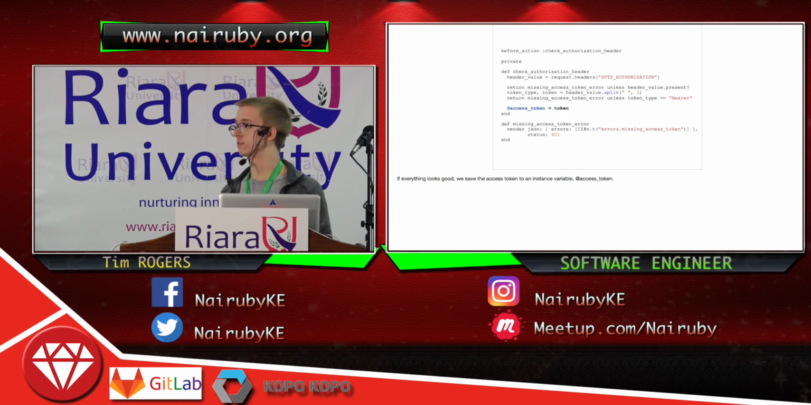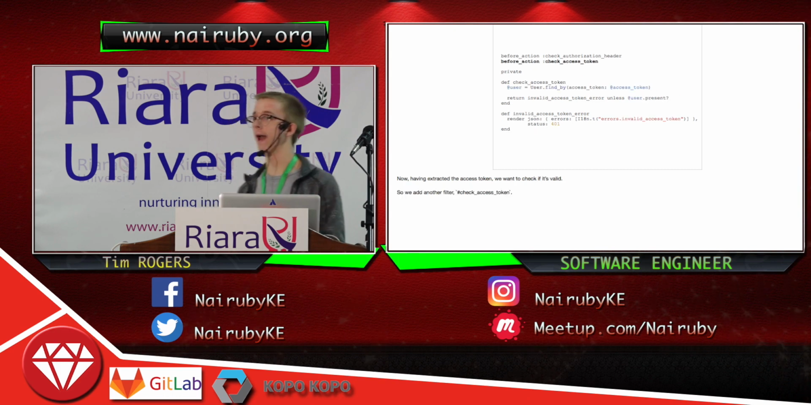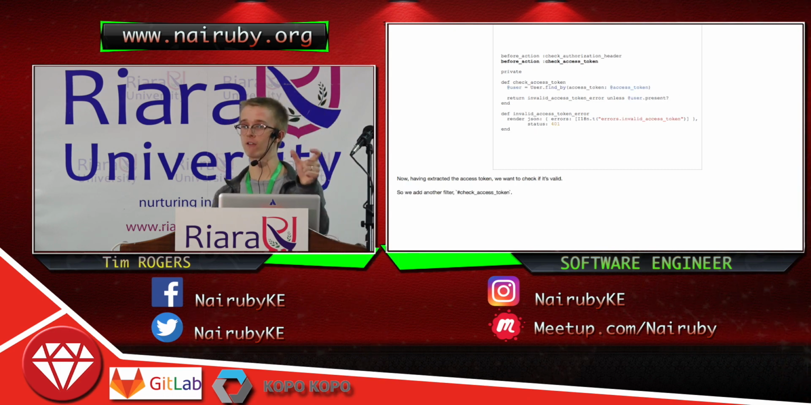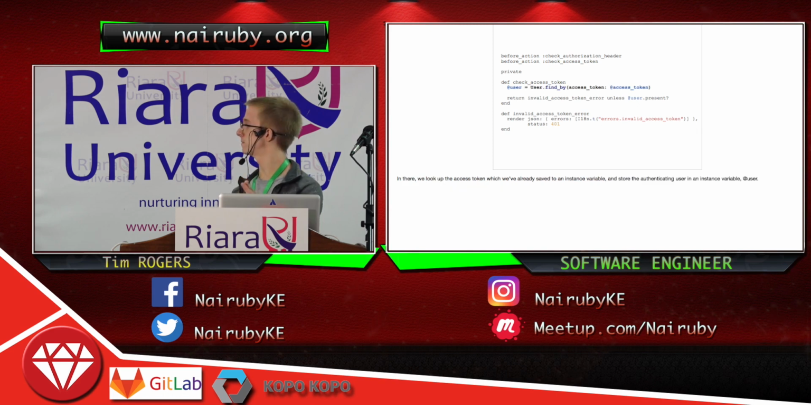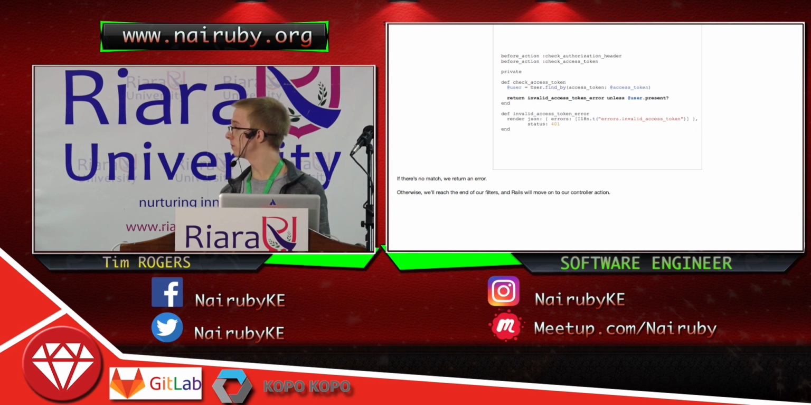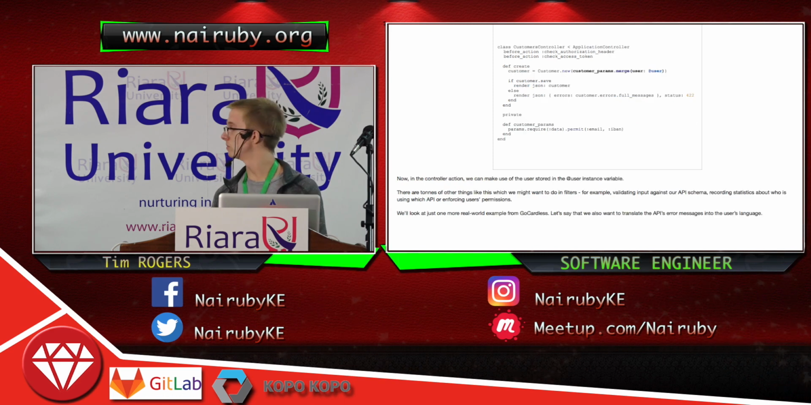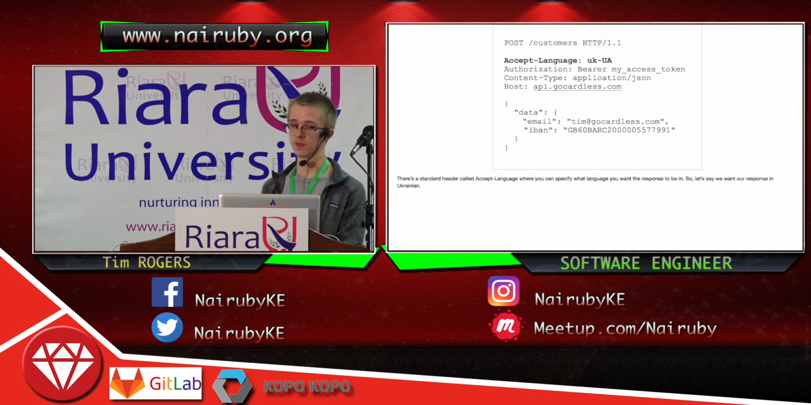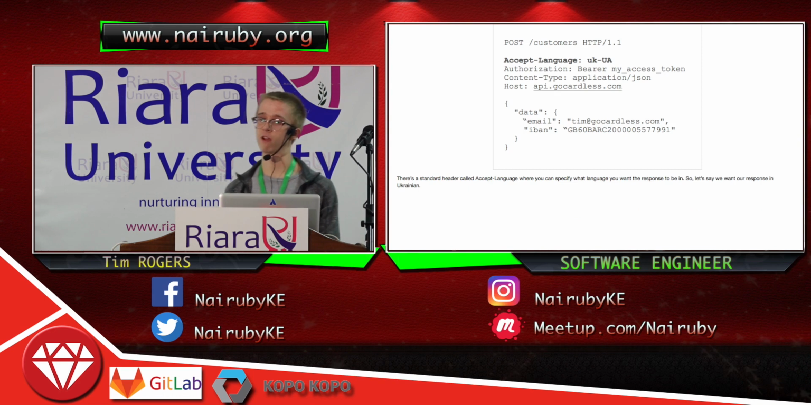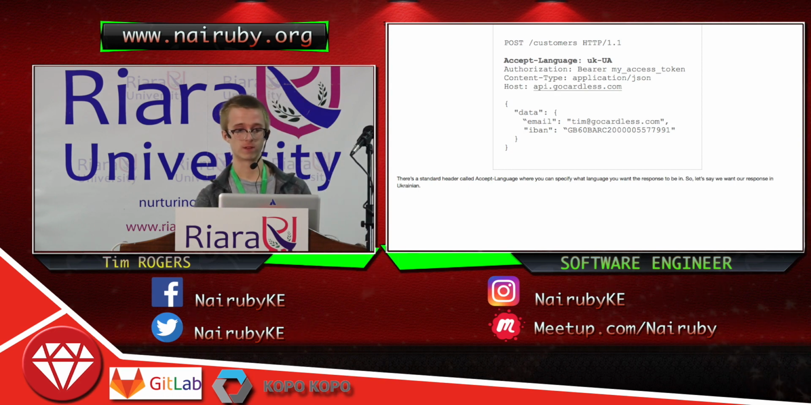Once we've checked whether the header is actually provided, then we can look at its value. If we look back, the format of this header is that it should have bearer, then a space, then an access token. So we split the header into its parts, and then we check that it starts with bearer, returning an error if it doesn't. If everything looks good, we save the access token to an instance variable, @accessToken.